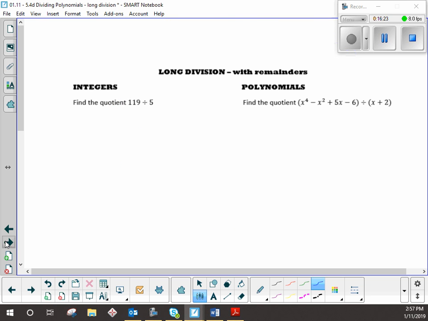All right, so real quickly, and I'm going to go through this faster. But I do want to just jog your memory about what we do with regular numbers when they have remainders. So I have 119 divided by 5. 5 goes into 11 twice. I subtract off the 10. Bring down the 9. 19. 5 times 3. Okay, and then I have a remainder of 4.